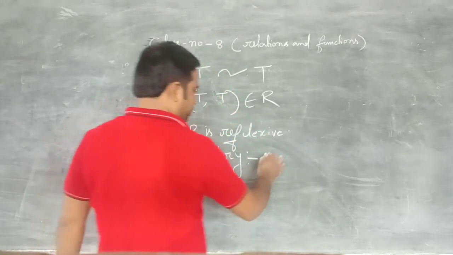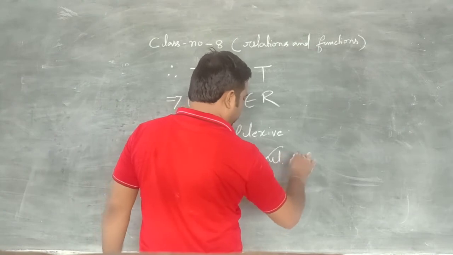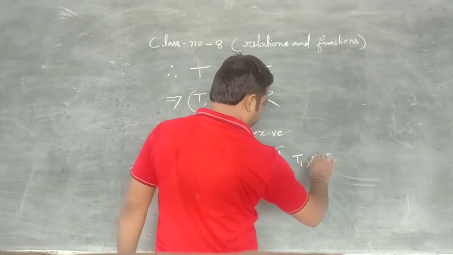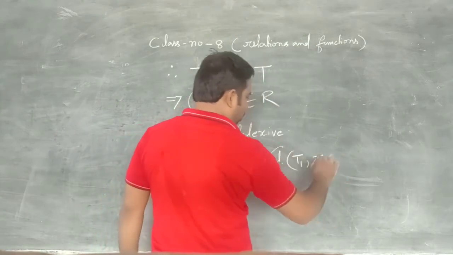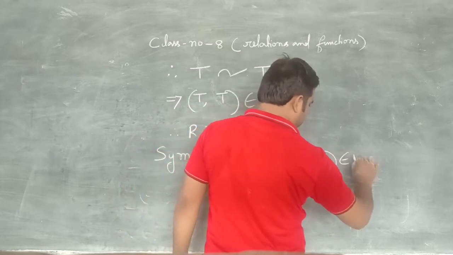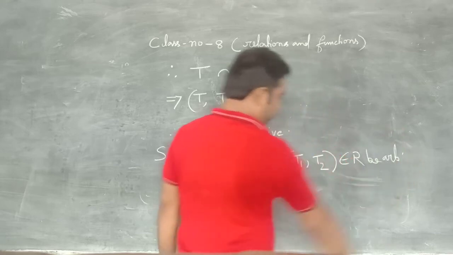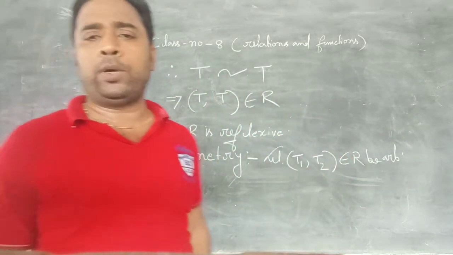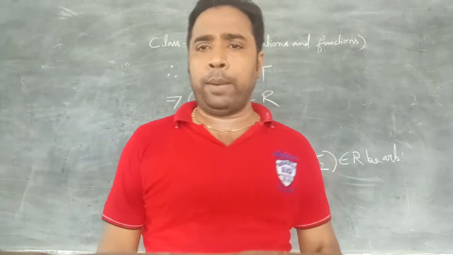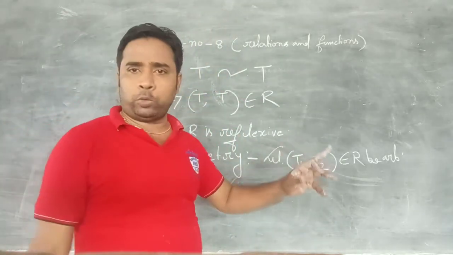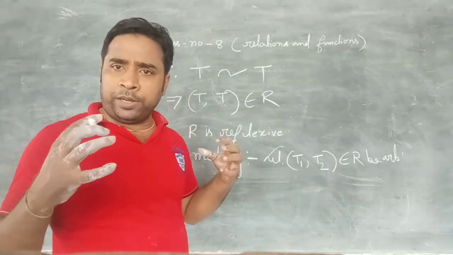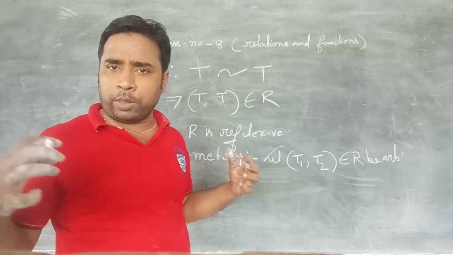Okay, so let (T1, T2) belong to R, be arbitrary. I have considered that (T1, T2) belongs to R. Now, since the pair belongs to R, everything is coming from here. Everything is coming from the question.